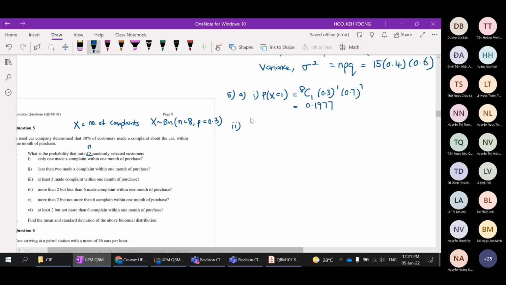Part 2, less than 2. Make sure you read the keywords, for example more than 2 but not more than 6, or at least 2 but not more than 6. Here it is less than 2, so it means 0 and 1.